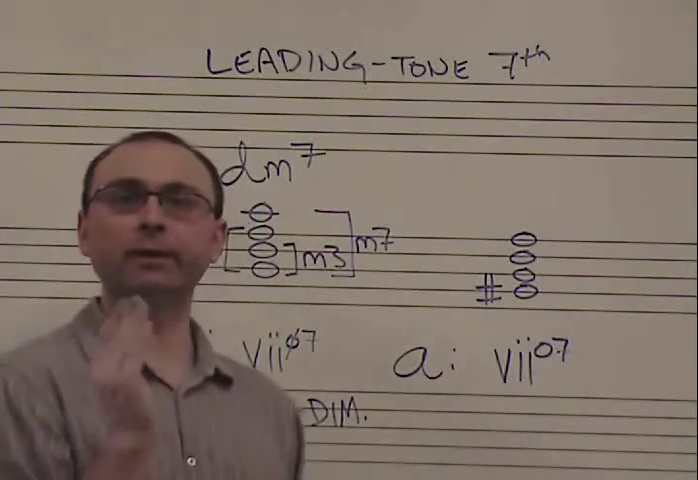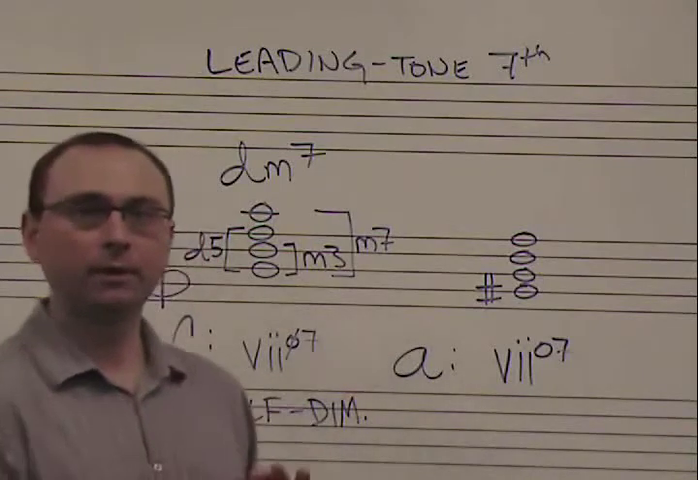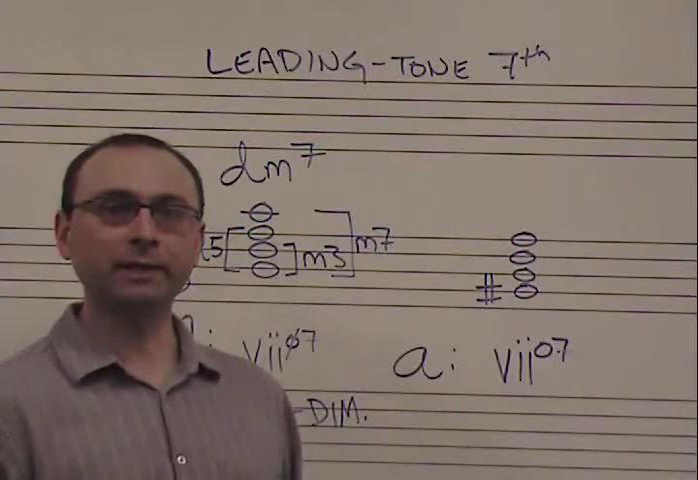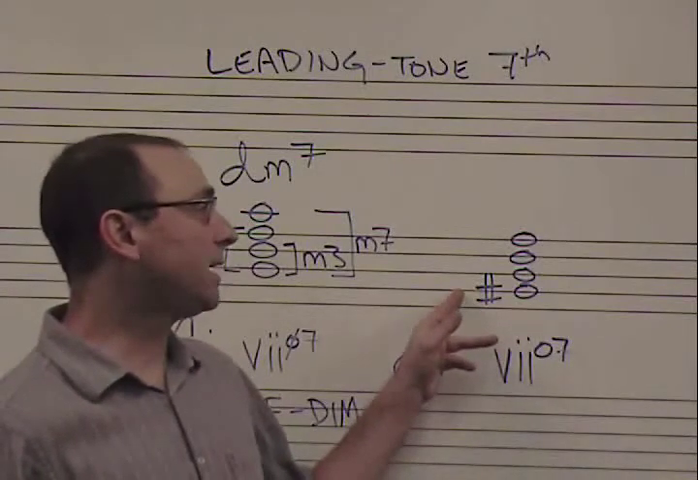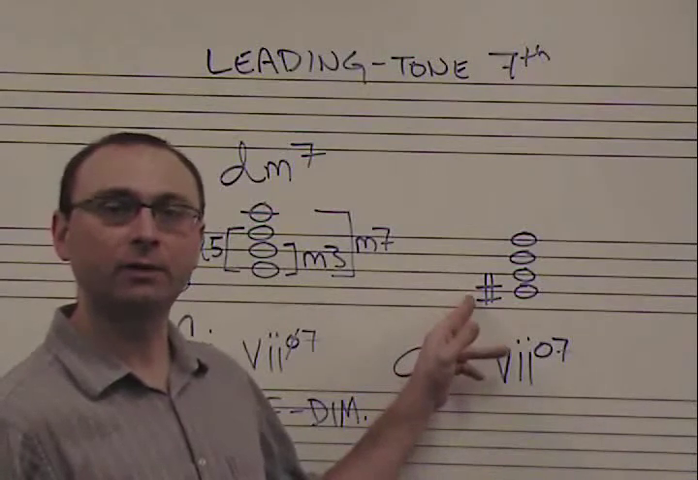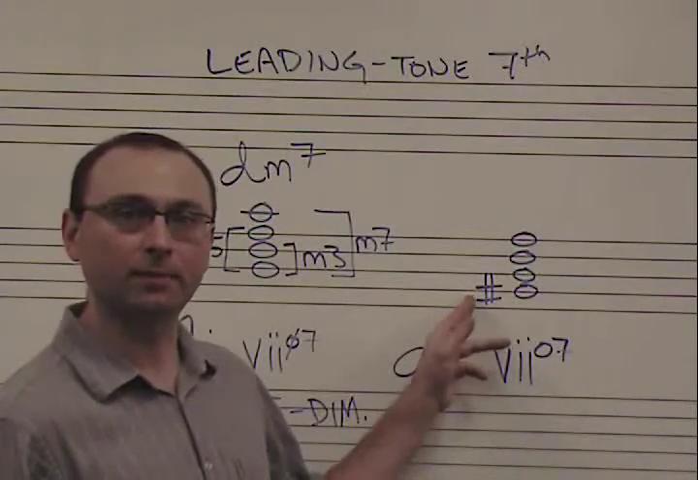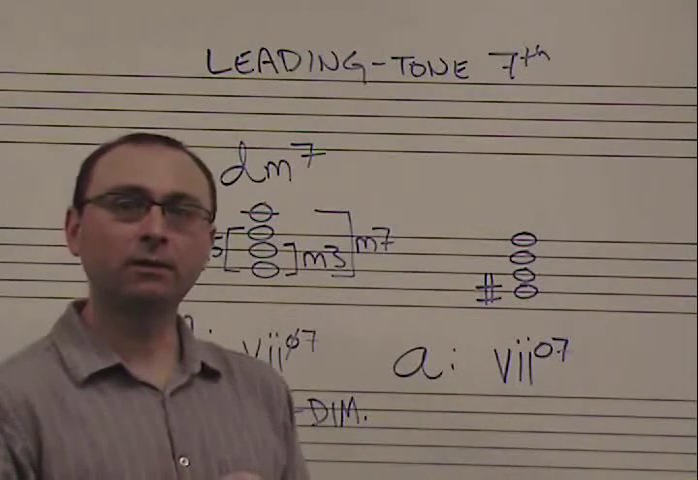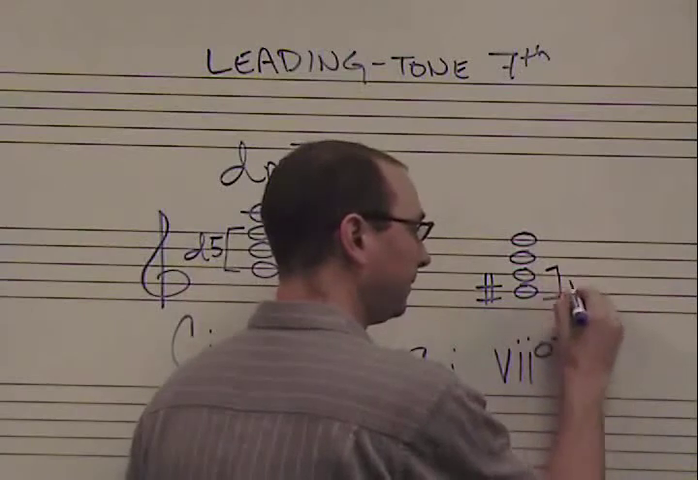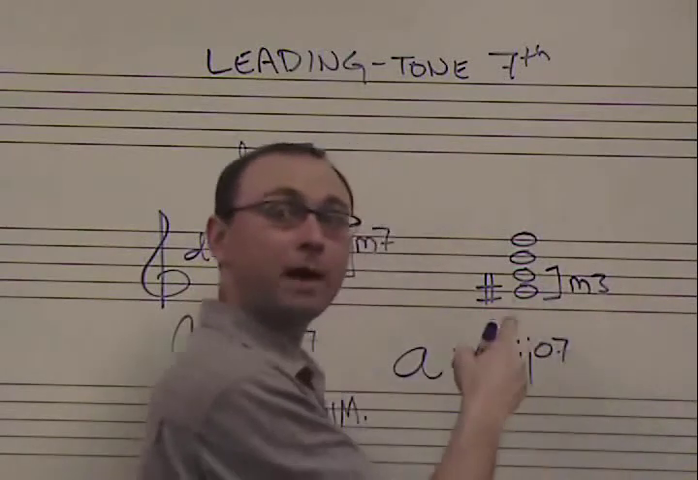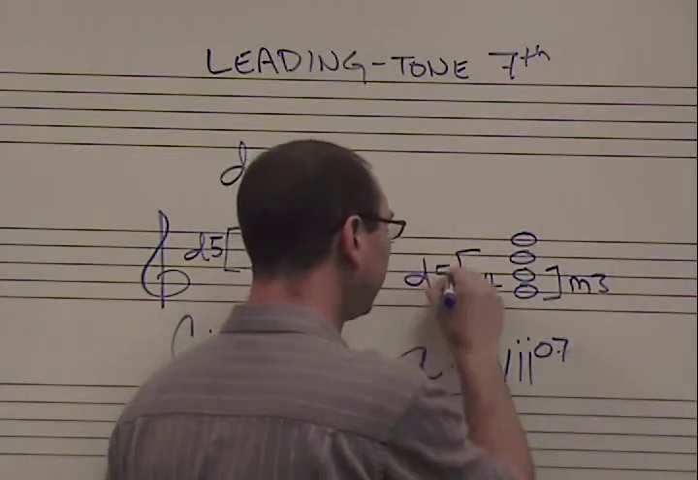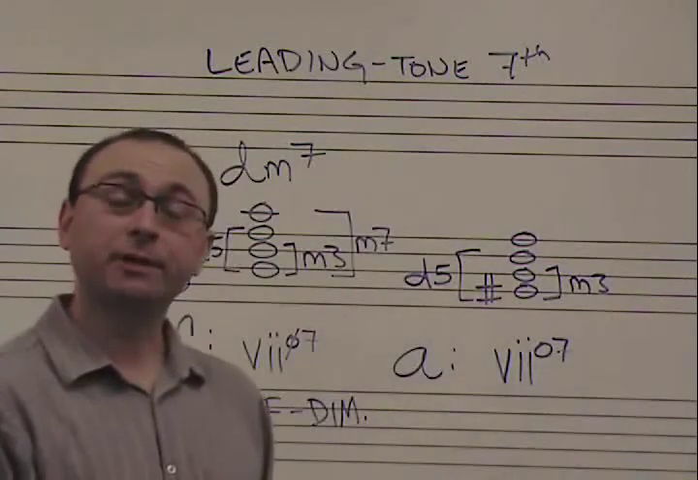Okay, let's compare this with minor keys. You can see here that the key is A minor. The leading tone has been raised to G sharp. The 7th scale degree has been raised to form the leading tone G sharp. Let's take a look at the intervals that result. Minor third. Diminished fifth.